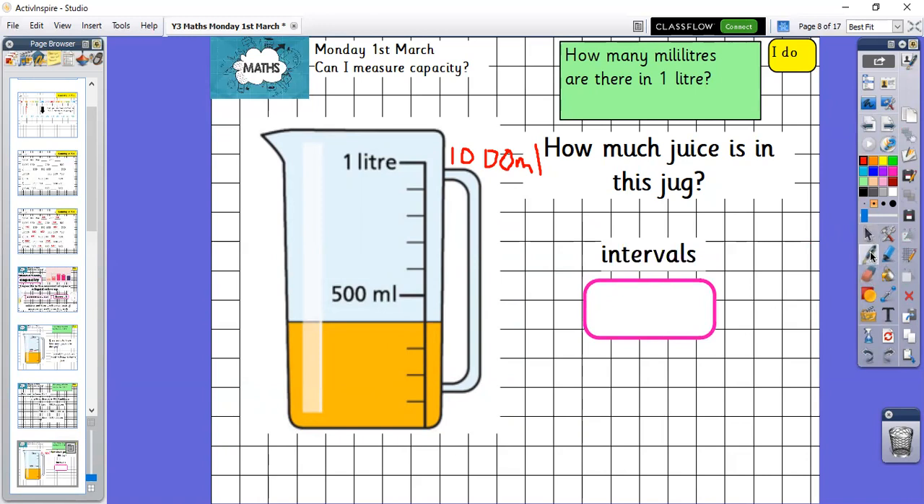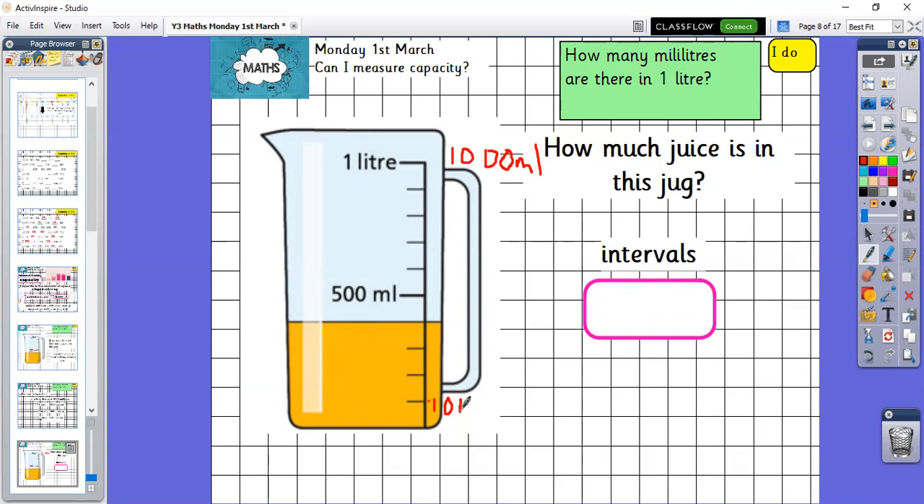Just like when we were measuring mass and we looked at the scales and the scales had intervals, so does a measuring jug. So in this case, let's work out what each interval might be worth. So let's count up. The easiest one to start with is to try 100s to see if it works. So let's try 100, 200, 300, 400, 500. That worked because I actually landed on the 500 when I said 500. So what does that tell us? That each interval is worth 100 milliliters each.